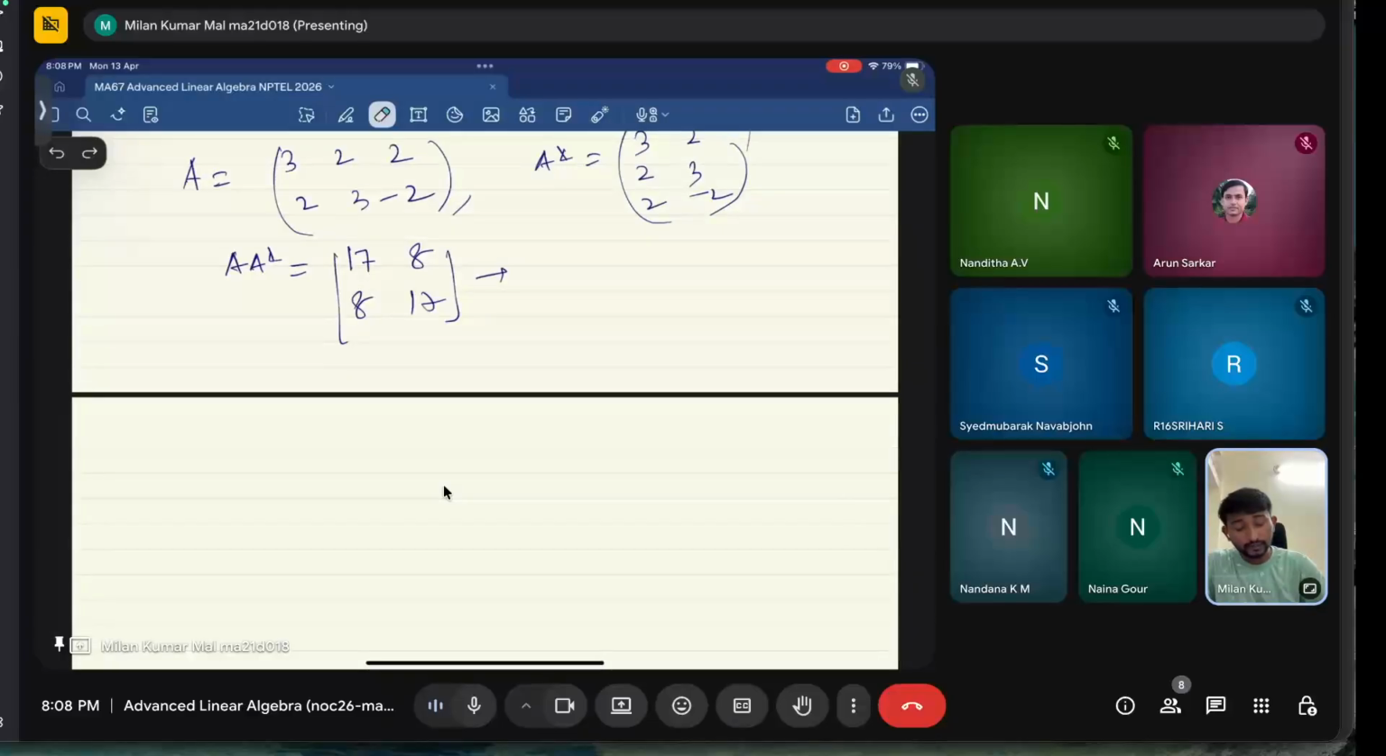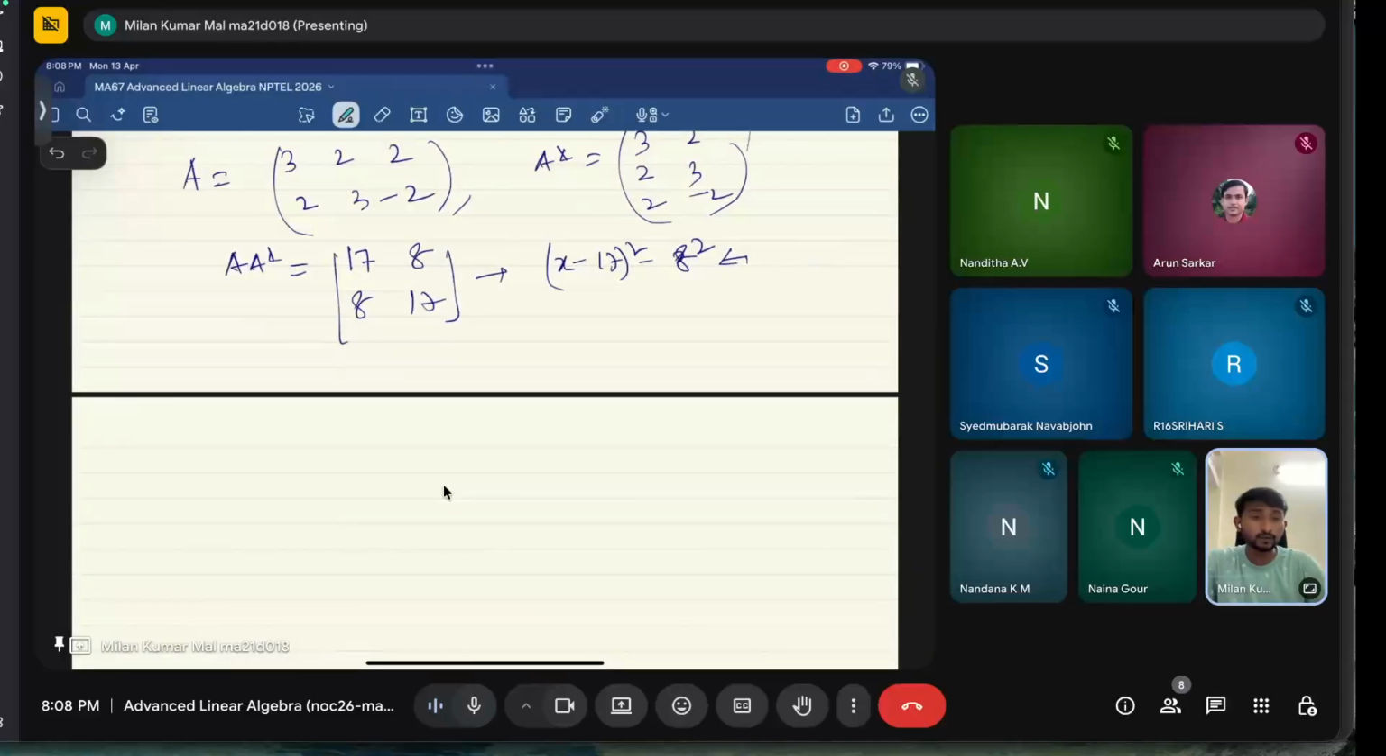So for this matrix, what are the eigenvalues? You can look carefully: the characteristic polynomial will be (x minus 17) square minus (x minus 8) square. This is the minimal polynomial. I mean, characteristic polynomial, not minimal polynomial.